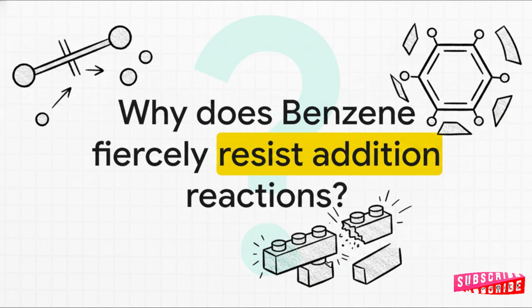I just told you a few slides ago that double bonds have exposed pi clouds that easily snap apart to add new atoms. So, if benzene is a ring containing 3 double bonds, why does it fiercely resist addition reactions? Take a second to really think about that. Why does this specific toy brick break the rules we literally just learned?